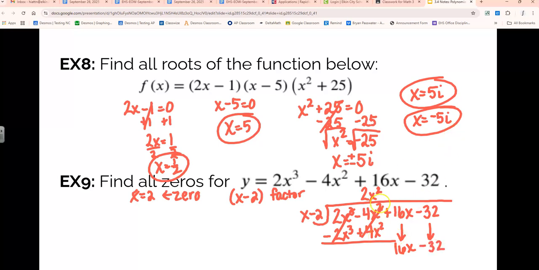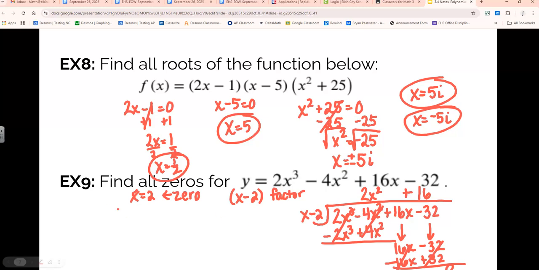So next you're going to have to ask yourself, what times x would give me 16x? And that is going to be a positive 16. So 16 times x is 16x. And then 16 times negative 2 is negative 32. And so you'll subtract both of those. And they both cancel, so you get a remainder of 0, letting you know this is a factor.